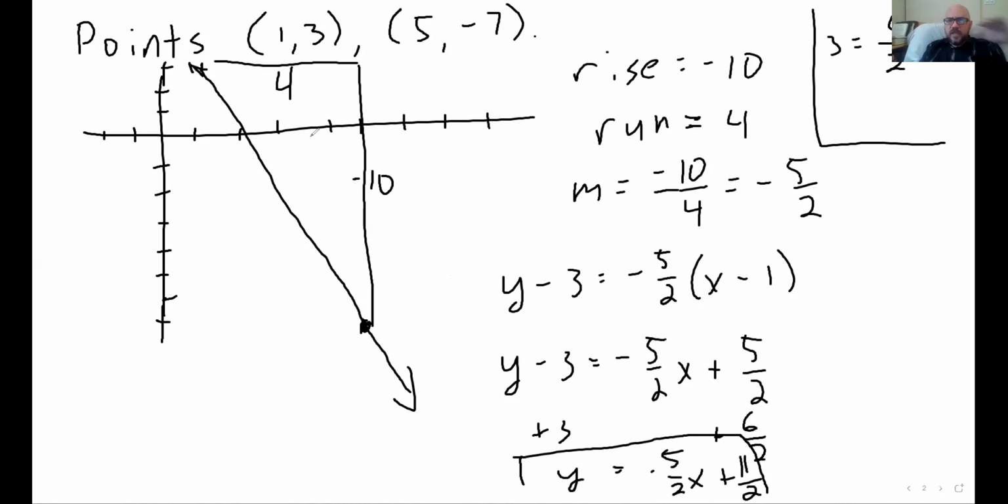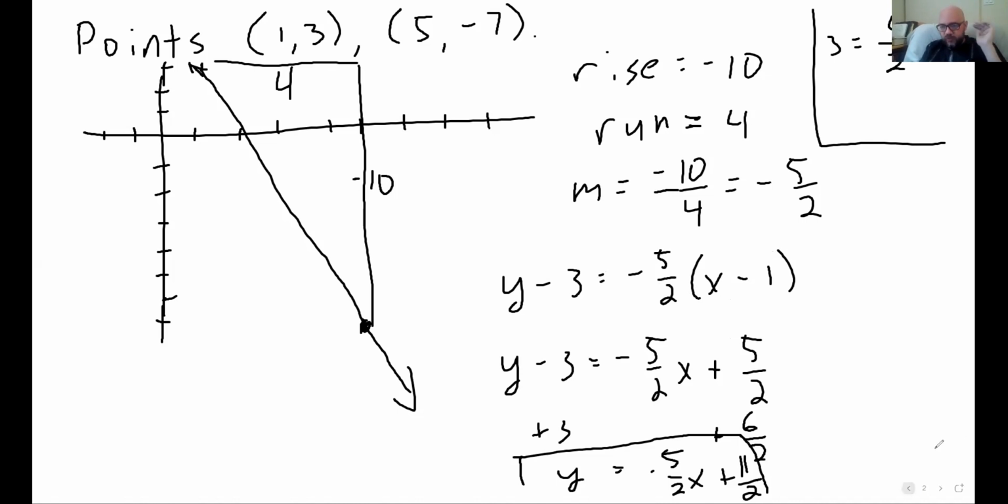So that's the basic idea. We are going to use the points to find the slope by figuring out the rise and the run, right? So my rise here was negative 10 and my run was 4, and that told me what the slope was. And then I used point slope form with a point and a slope, with either one of these points and the slope I just found, to figure out what the equation of the line was. And that's the technique you're always looking for.